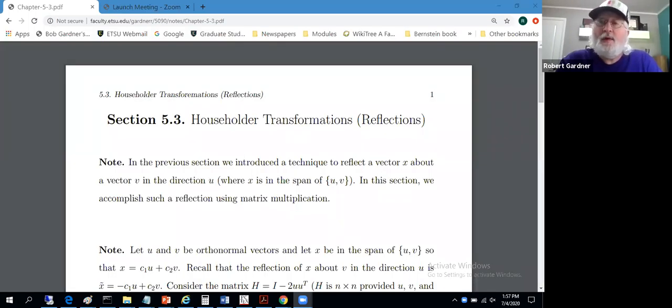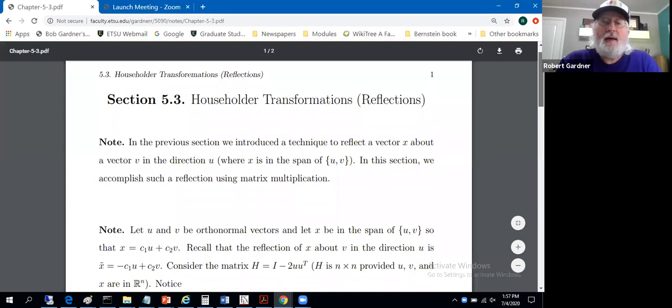Now we explore reflections some more. Section 5.3 is on Householder transformations, or reflections.